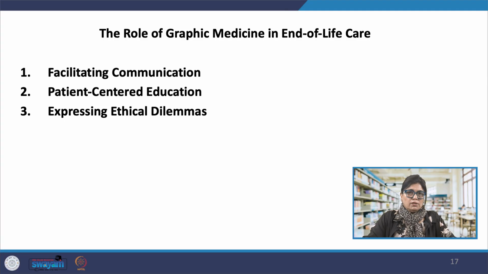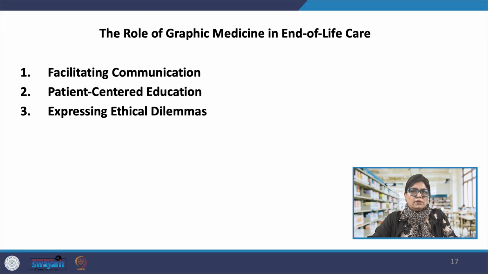Patient centered education. Comics can explain complex palliative concepts, pain management versus curative care, in a non threatening way by generating curiosity and participation among patients. Expressing ethical dilemmas, clinicians use graphic medicine to reflect on the unspoken ethical challenges of intensive care, helping them provide more mindful and empathetic treatment.